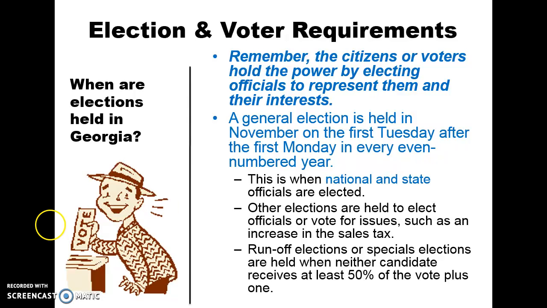So this year, that election is going to be held on November 7th, I believe. And so that's the first Tuesday after the first Monday in every even-numbered year. So these are going to be our general elections. They're going to be when we're electing national offices or major state offices. We can have other elections throughout the year that are not national and state offices. They're electing local officials or voting on various issues that are in the state.